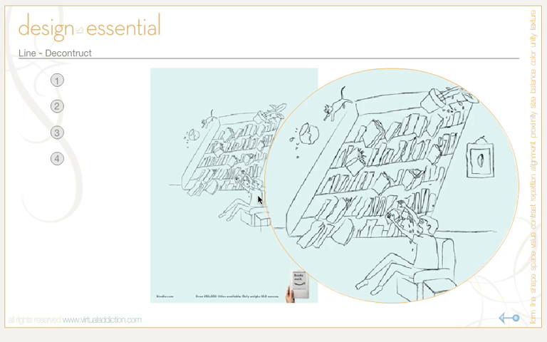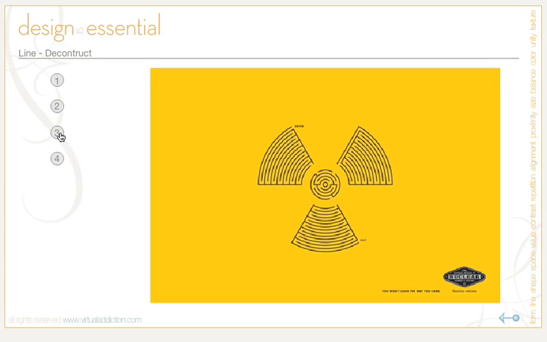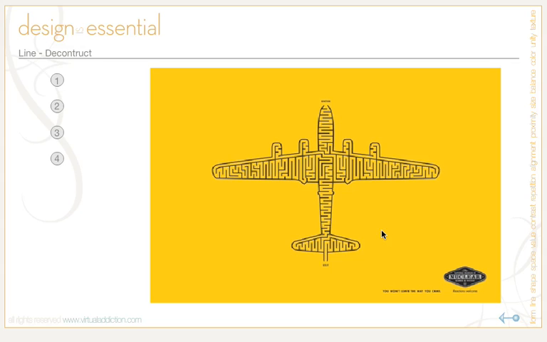The next example that I want to look at is this ad for the National Museum of Nuclear Science and History. The unmistakable form of the nuclear symbol or of the bomber airplane right here are made entirely of lines. This is a clever way to grab the viewer's attention. Not only does the primary element, the lines, make up the same shape of the bomber and the symbol, but they're also in the form of a maze.